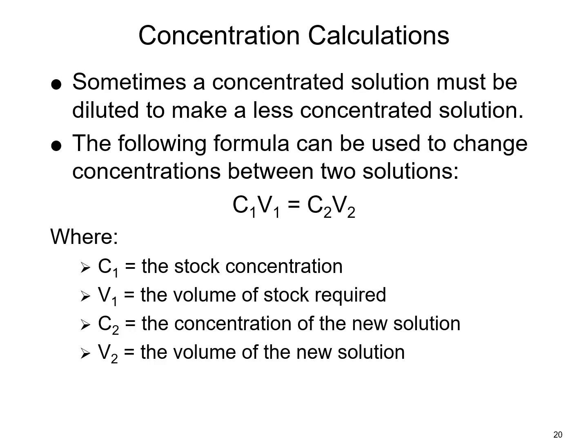Now there are times in a clinical laboratory where you may have a concentrated solution that needs to be diluted in order to make a less concentrated solution. To do that, we use the following formula whenever we're trying to make some sort of change in concentrations between two solutions. We use concentration 1, which would be the stock concentration, and volume 1, which would be the volume of that stock solution. Then we determine the concentration of the new solution, what we want it to be, and what the volume needs to be for that solution.